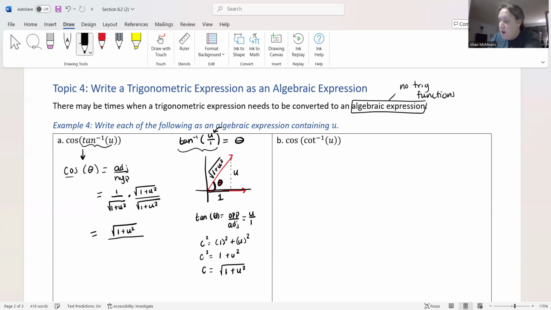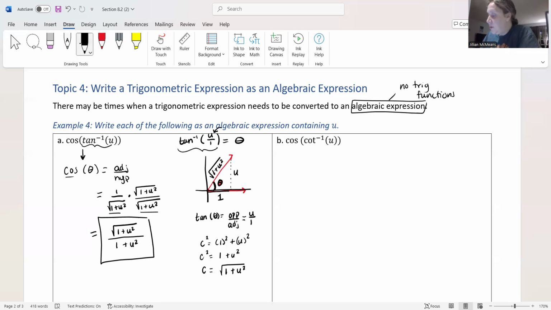And then the square root of 1 plus u squared times itself is just going to equal the radicand. So the denominator is 1 plus u squared. So we took cosine of inverse tangent of u and we have rewritten it as an algebraic expression. Okay? Now we get to do the same thing, but with cosine of inverse cotangent of u.